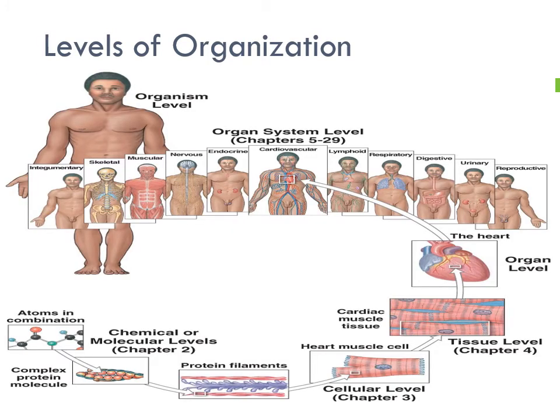So here's that other slide that I was talking about. So you can see on the lower left, we have atoms in combination to form molecules. So this is our lowest level of organization. They come together to form cells. Cells come together to form tissues. Tissues come together to form organs. Organs come together to form organ systems. And then all of these different organ systems combine to make your organism.